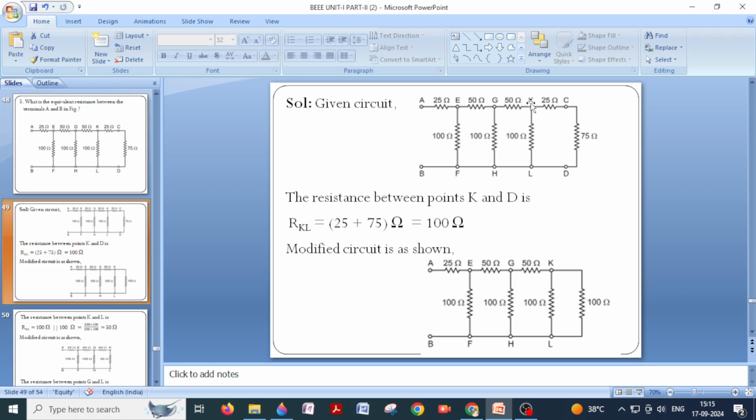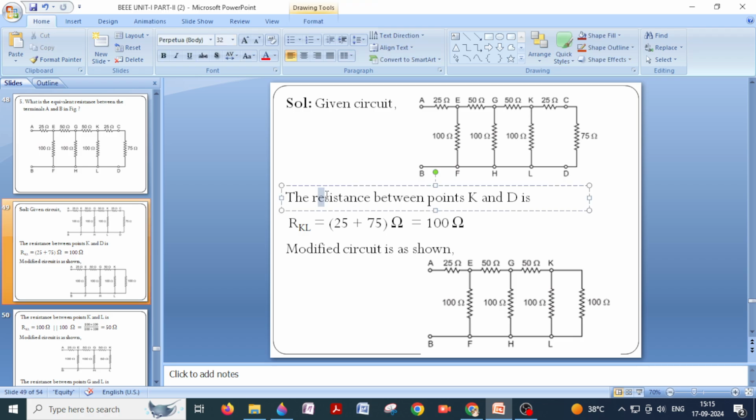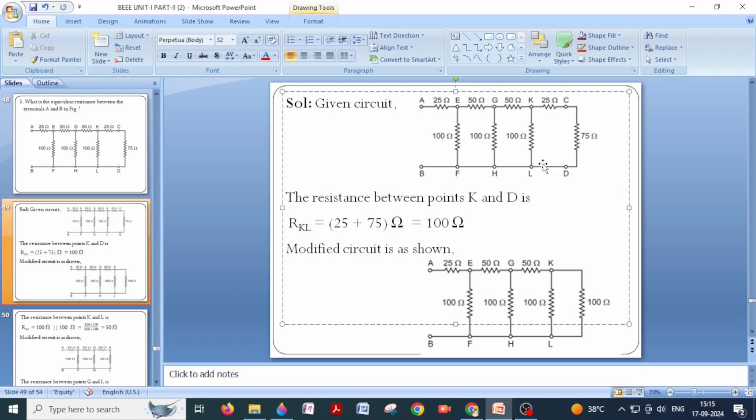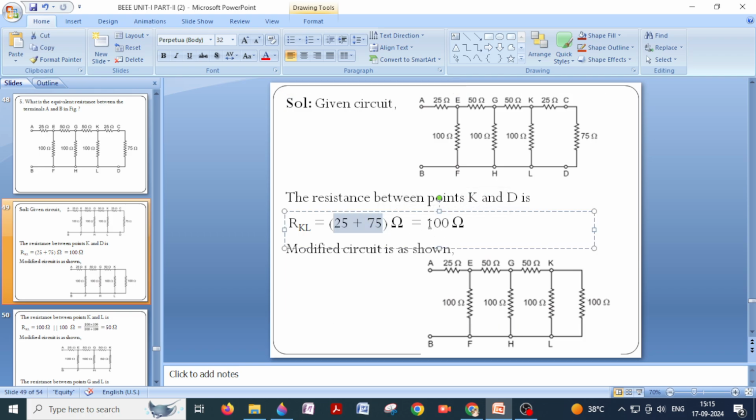So I have determined the resistance between K and D. Since 25 ohms and 75 ohms are connected in series, simply add those two resistances. 25 plus 75, you will get 100 ohms. So we can replace these two resistances with a single resistor of 100 ohms. You see, in between K and L already 100 ohms is there. Here I have added one more resistor in the next diagram, whose resistance value is 100 ohms.